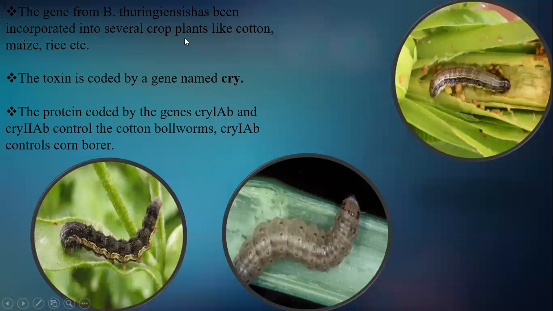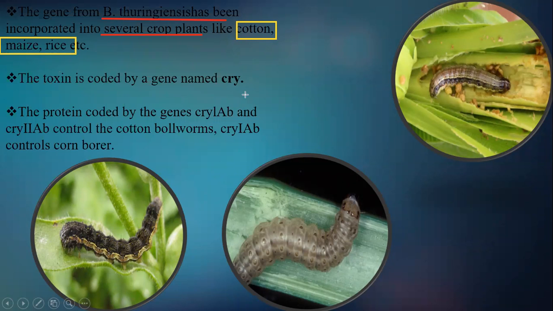Next one. So this is also very important. The gene from Bacillus thuringiensis. Genes from Bacillus thuringiensis are incorporated into several plants, like cotton, then maize, rice, etc. So this toxin is coded, very important, by a gene known as CRY.